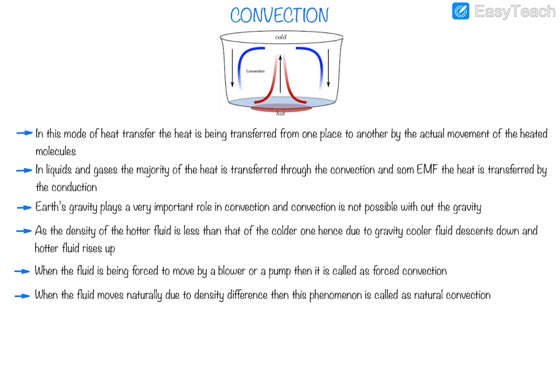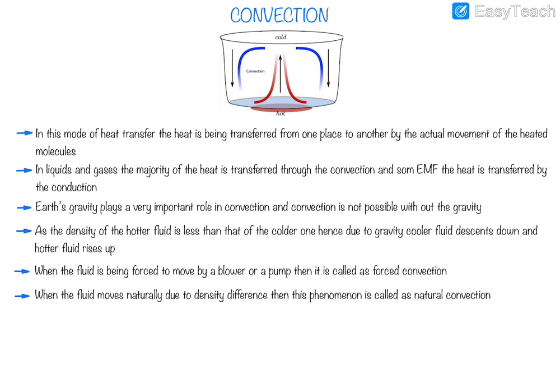Now earth's gravity also plays an important role in convection currents, because this movement of water due to the density difference is obviously due to gravity. If we take equal volumes of colder water and hotter water, the colder water would have more mass in it and more gravity would be acting on it. So this convection current is possible only due to the gravity of the earth.